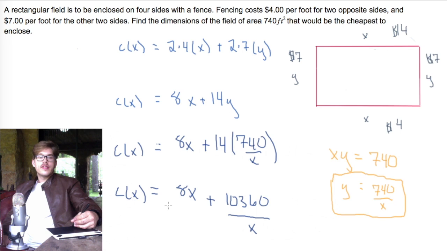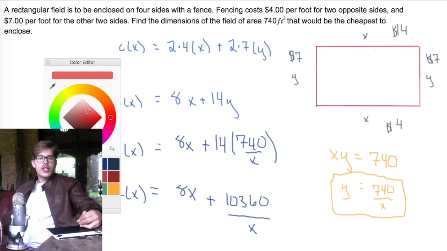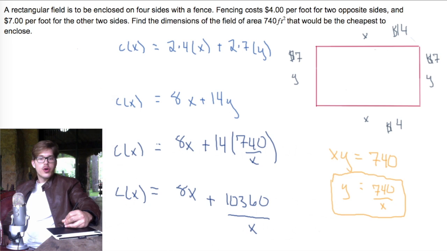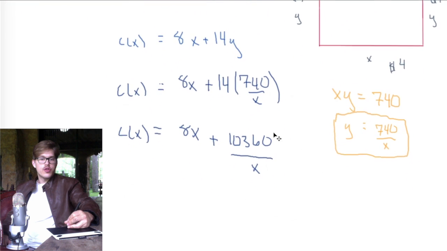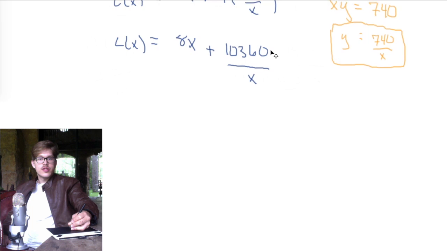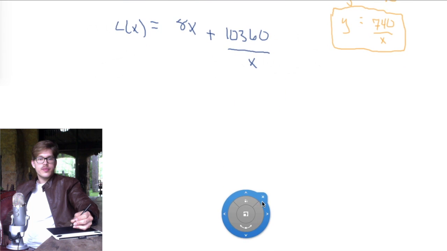So now we have a simplified cost function, as simple as we can get it right now. But what do we want? We want to find how it would be the cheapest way to enclose this. So the best way to find this is to find the derivative of our cost function, set it equal to 0, and then we can find a minimum value for our x, and then after we find our x, we can find our y, so we can know how much footage will be $4 and how much will be $7.